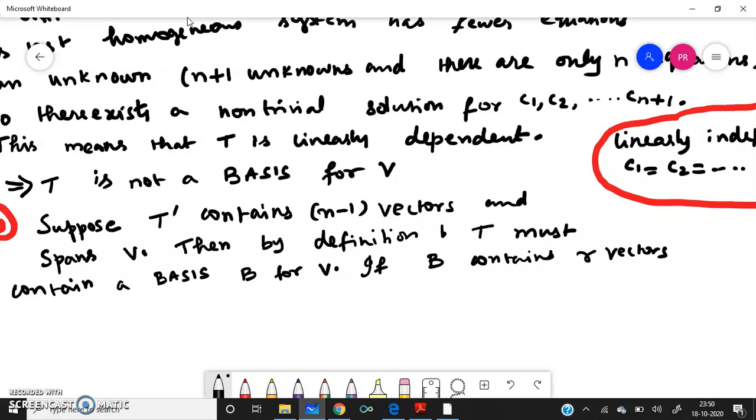Suppose we are assuming that B has R vectors. So we must have R less than or equal to n minus 1. It is a subset, no? You are taking a set which has n minus 1 vectors, so how many elements will its subset have? It will have the same number of elements, since the set itself is a subset of itself, or some number which is less than n minus 1. Okay?